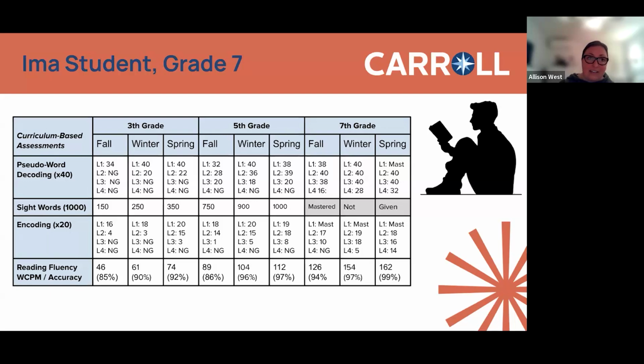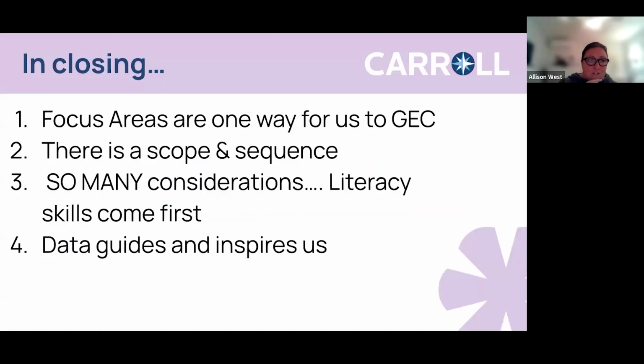And so that, again, is a very, very brief snapshot. I'm going to move to the next slide here. So in closing, focus areas are really one way for us to GEC in really meaningful ways. There is no scope and sequence, but there is a progression, and it is really vitally important that we make sure that we are identifying the gaps and the lagging skills so that we can close that gap as quickly as possible. But also, we have to go as slowly as we need to.